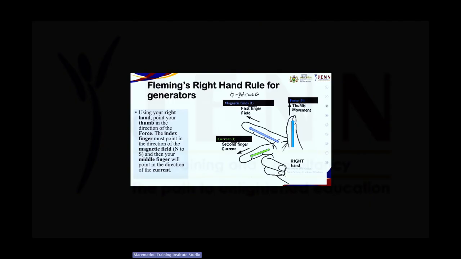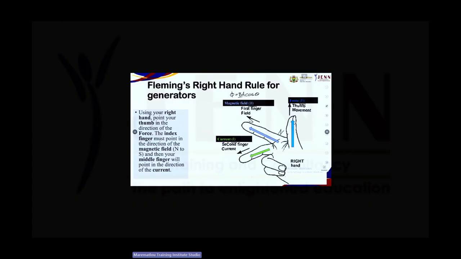Now, you need to be able to discuss this as well. So using your right hand, point your thumb in the direction of the force. The index finger must point in the direction of the magnetic field, and that will always be from north to south. And then your middle finger will point in the direction of the current.